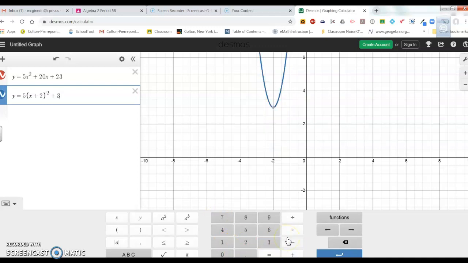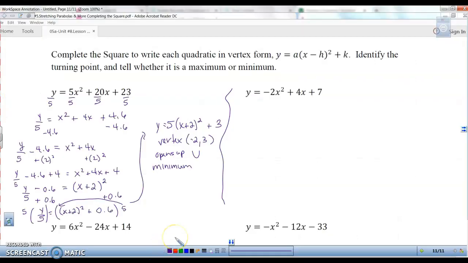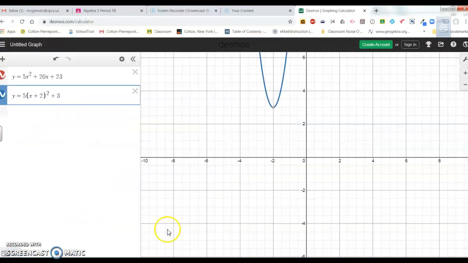All right, so that's what we end up with. Did we end up with the same equation? Let's see. There we go. So there's the original equation. There's the new equation. They match perfectly. You can see one goes right on top of the other. So that is the correct equation, and we can see our vertex is at negative 2, 3. There's our vertex. We can see it right there.